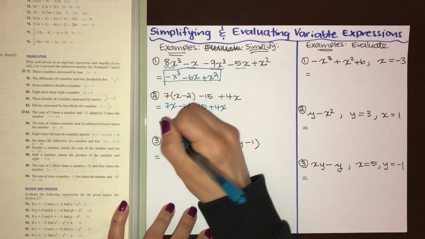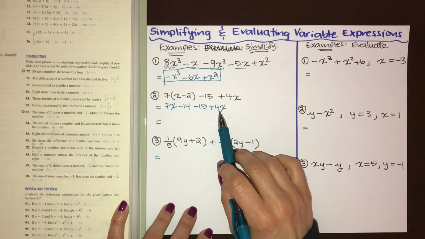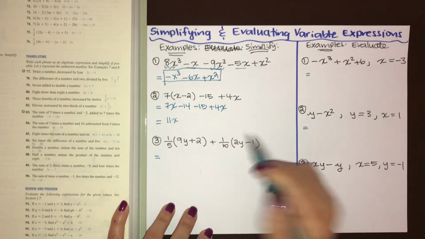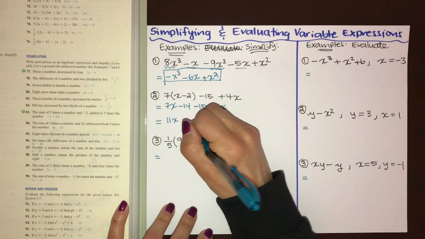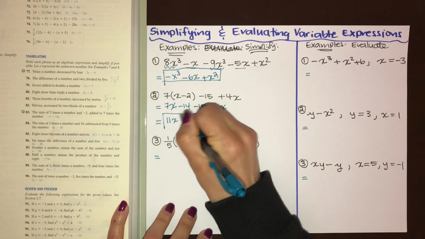We combine our like terms. 7x plus 4x is going to be 11x. Negative 14 minus 15 is negative 29. This is our final answer.